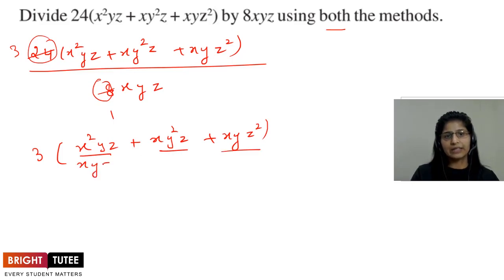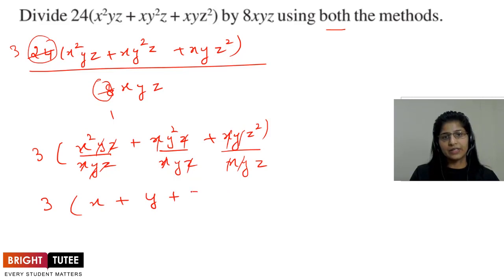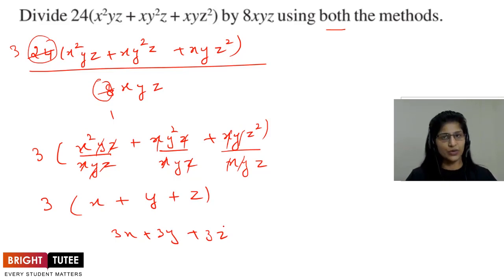So I can separate the numerator with the denominator. Clear? Now just see, x and x getting cancelled, yz got cancelled. So we have 3x plus, here also what we will be left with, y plus, and then we are left with z. So we are left with 3x plus 3y plus 3z. This is one of the method of doing this question.